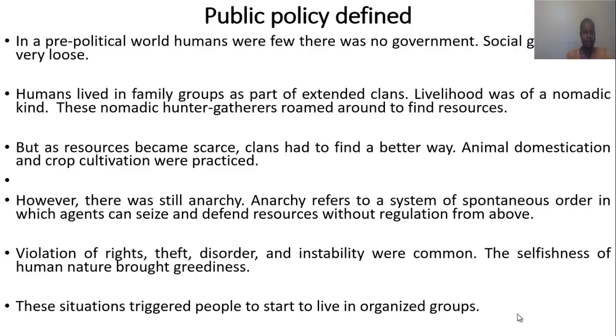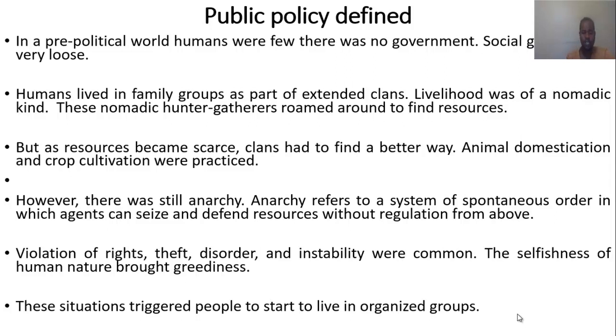Then violation of rights, theft, disorder, and instability were common. The selfishness of human nature brought greediness. People hoarded resources for themselves, in groups or on an individual basis, and defended those resources. But those who have power become powerful over others. They take from the others.